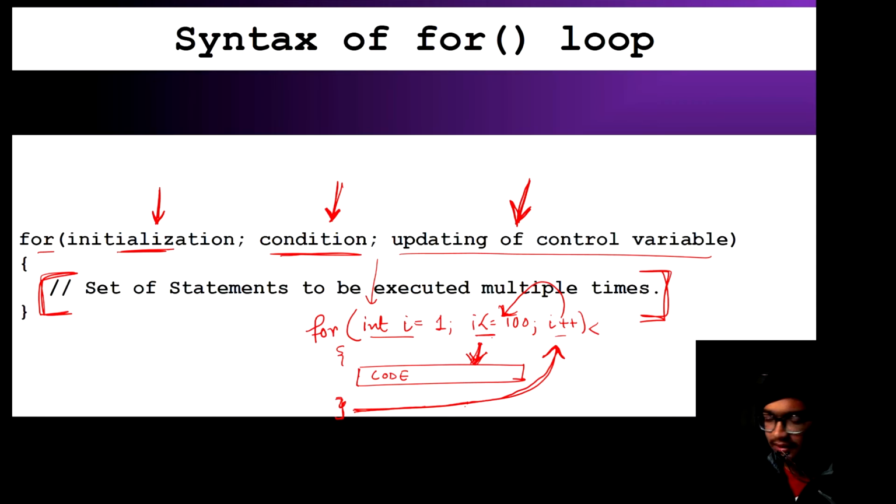In case the condition becomes false, it will terminate and move to the next part of the code, if something is present there. So this is the way of execution of a for loop, for understanding purposes.